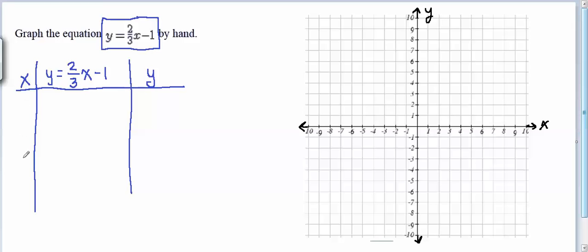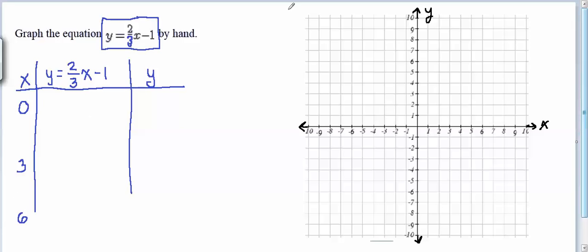Often we'll choose 0, 1, and 2 here, but I want to offer a tip. If your equation has a fraction in it, it can be helpful to choose values of x that are multiples of the denominator of the fraction. So in this situation, the denominator of my fraction is 3. So I'd like to choose x values that are multiples of 3. Well, 0 is always a good choice. And now, because my denominator was 3, I'm going to choose a 3. I'm going to leave some space to show my work. And I'm going to choose a 6. So basically we're counting by 3's there because my denominator was 3.